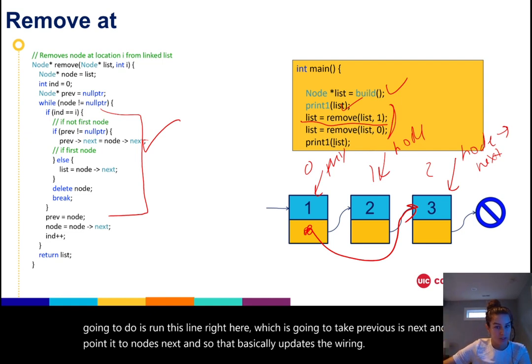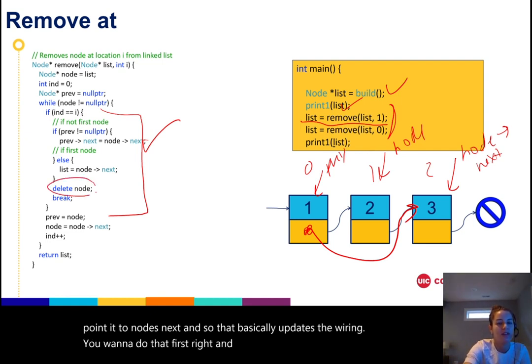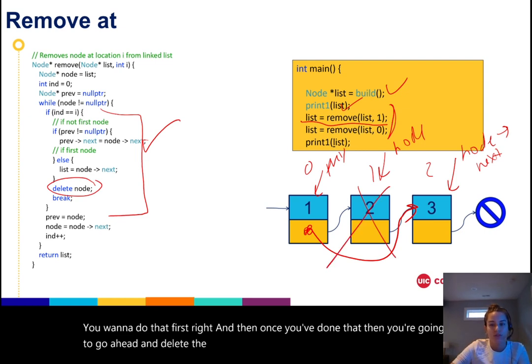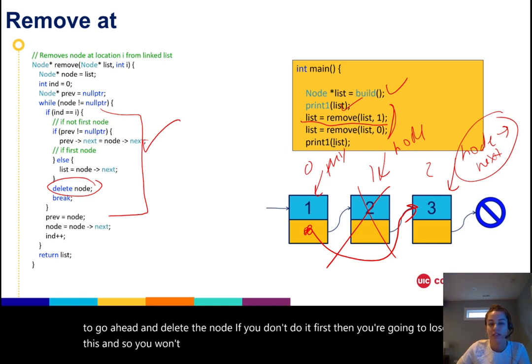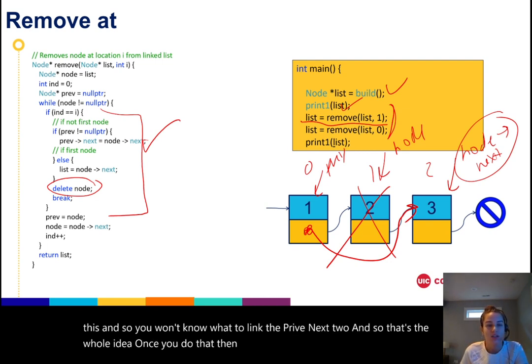You want to do that first, right? And then once you've done that, then you're going to go ahead and delete the node. If you don't do it first, then you're going to lose this, and so you won't know what to link the prev next to. And so that's the whole idea. Once you do that, then you break out and you're done.